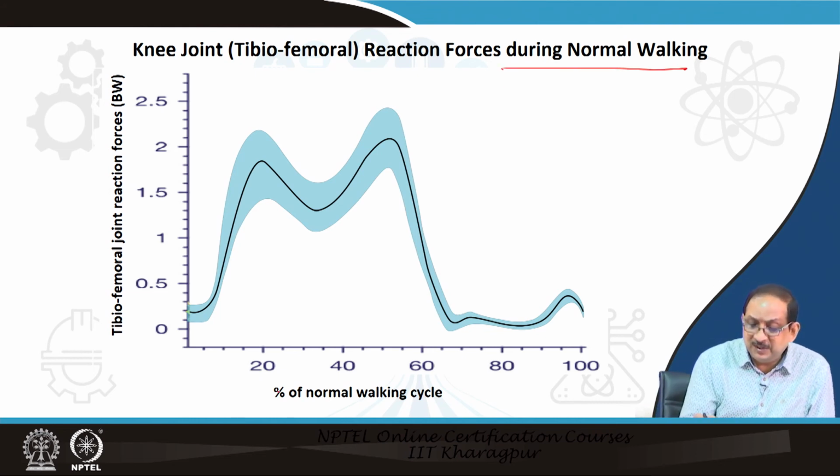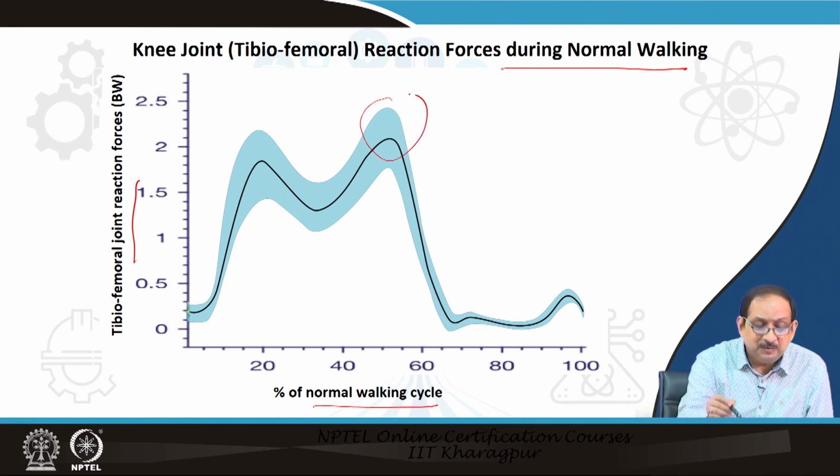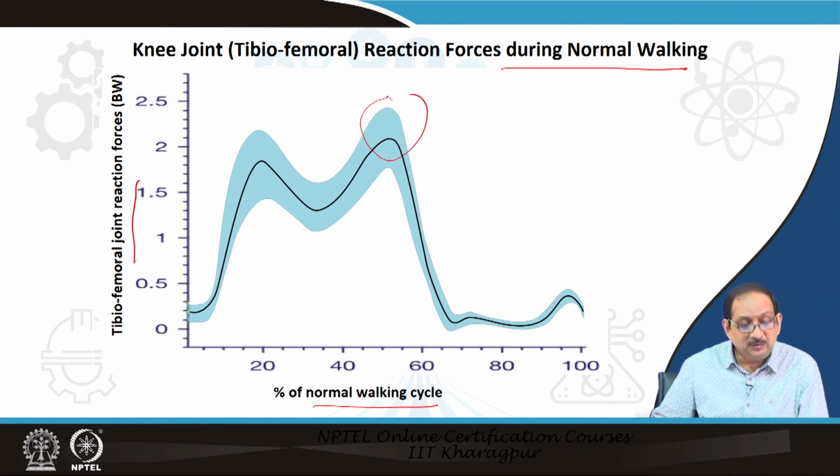So, on the x-axis we have the walking cycle, and on the y-axis we have the tibiofemoral joint reaction force. This is the resultant tibiofemoral joint reaction force. So, here we see that the peak resultant joint reaction forces during walking vary between 2 times body weight to 3 times body weight.